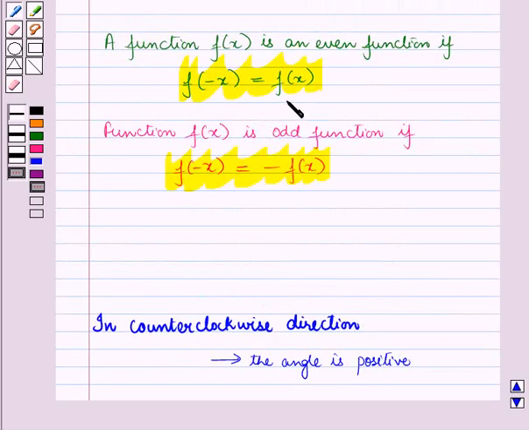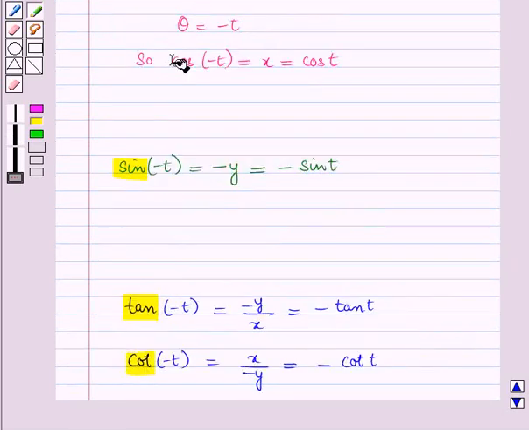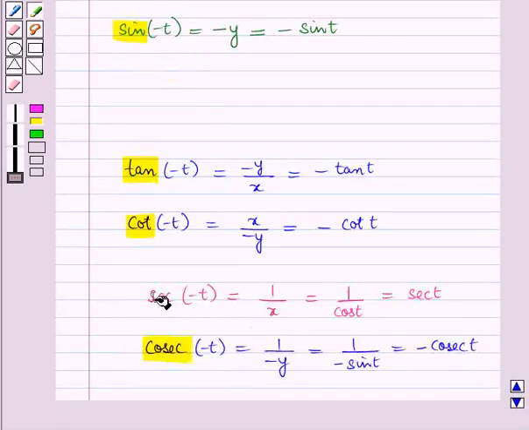And we know that a function f of x is an even function if f of minus x is equal to f of x, and it is an odd function if f of minus x is equal to minus f of x. Now here you can see sine of minus t is equal to minus sine t. So it is an odd function. Similarly, tangent, cotangent and cosecant are odd functions, but cosine and secant are even functions.